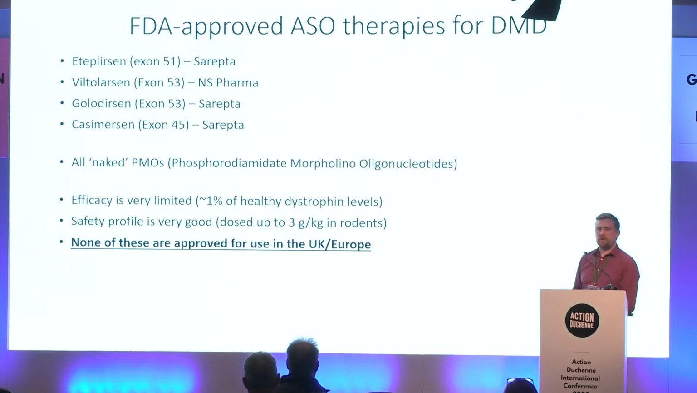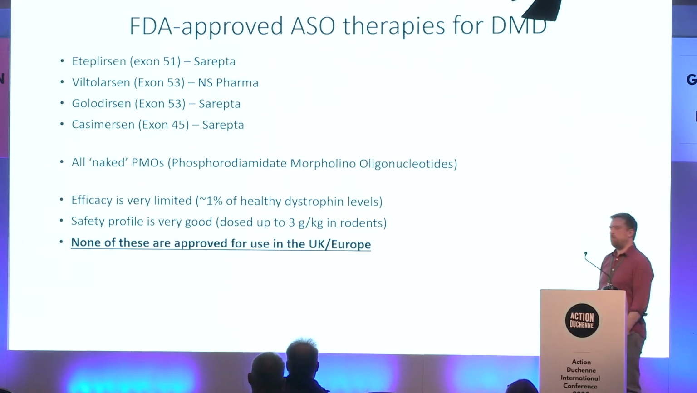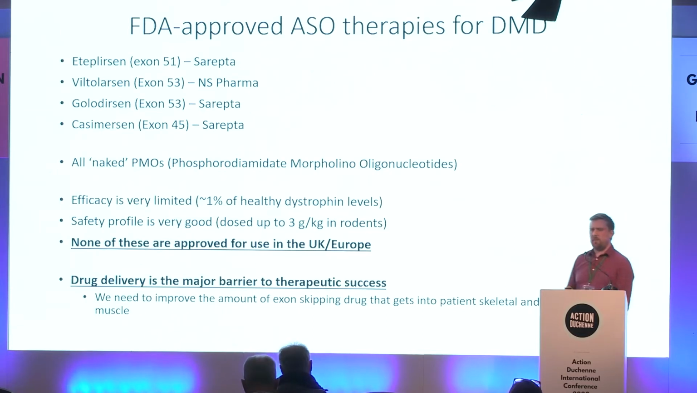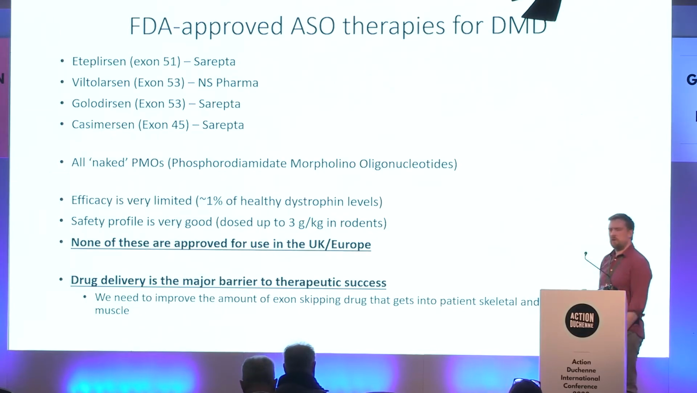Importantly, none of these drugs are approved for use in patients in the UK and Europe, and their approval in the US was actually a very controversial decision, primarily as a result of the very low efficacy and the low numbers of patients in the trials that supported the initial approval, especially in the case of eteplirsen, the first drug. And a key barrier to success is drug delivery. Can we get more of these compounds into the muscles of DMD patients, and especially into the heart?